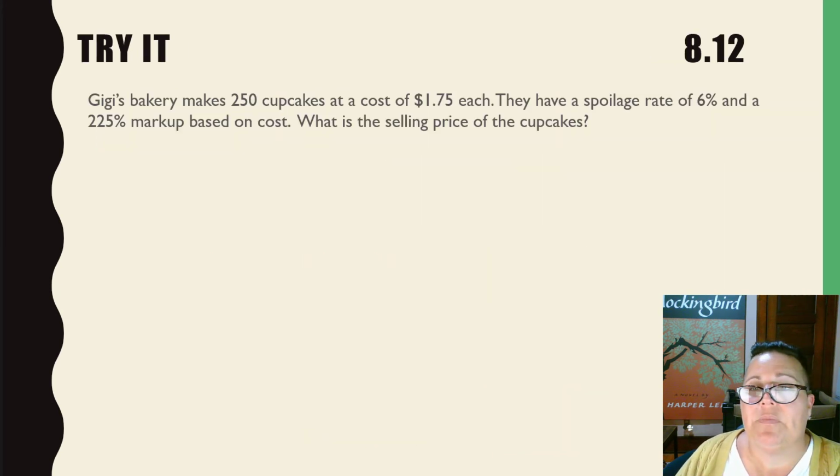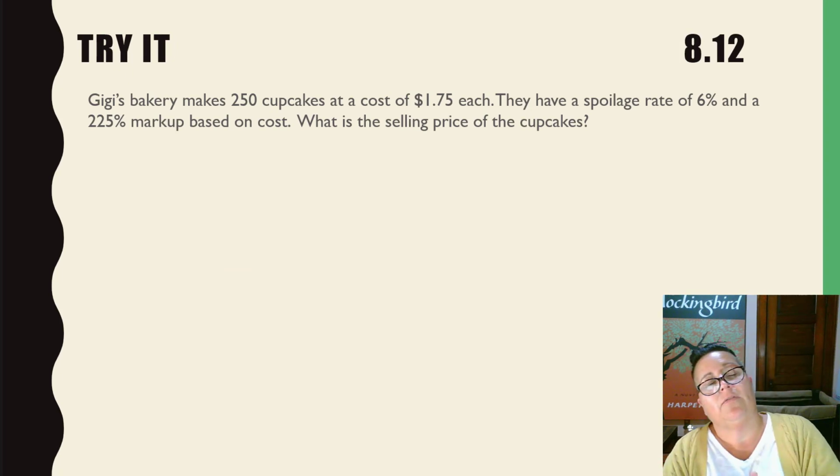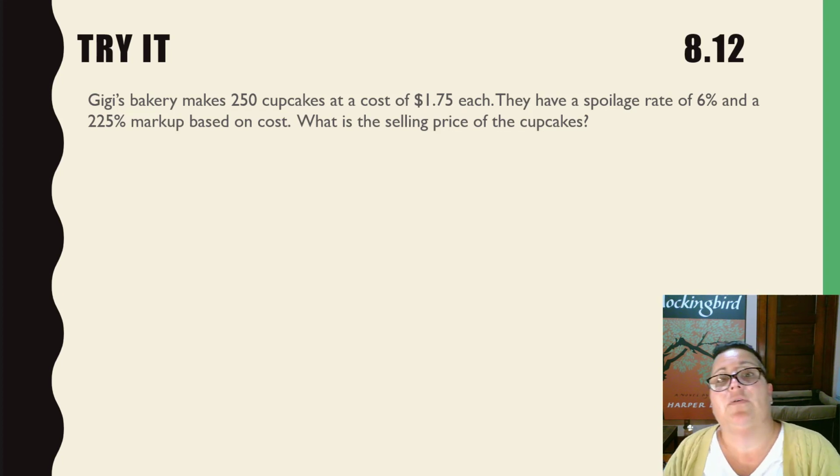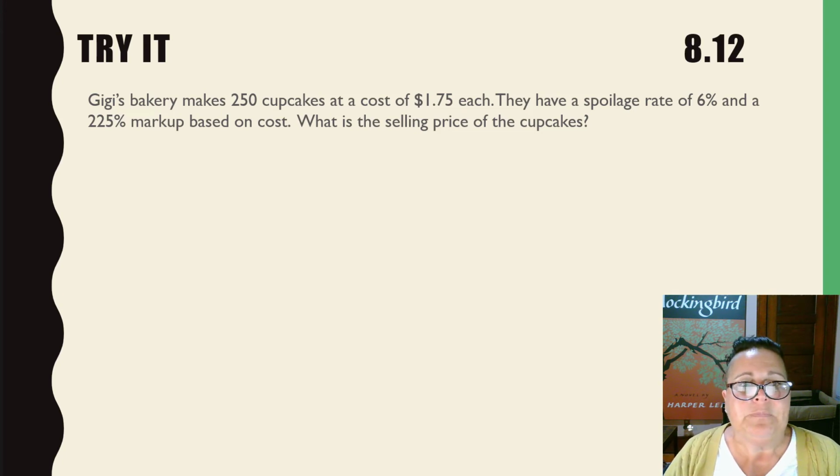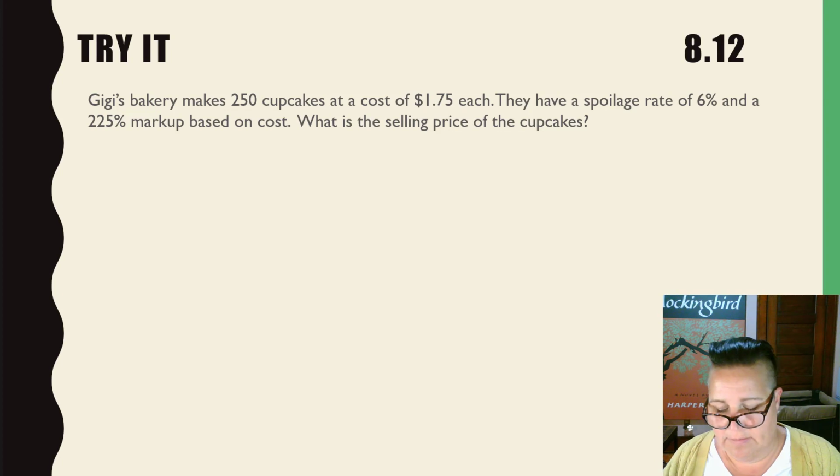Second example, Gigi's Bakery makes 250 cupcakes at a cost of $1.75 each. If you haven't tried Gigi's in Madison, they're fantastic, but you pay for the cupcakes. You'll see in a minute. They have a spoilage rate of 6% and a 225% markup based on cost. What is the selling price of these cupcakes?